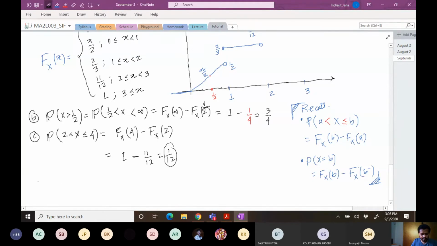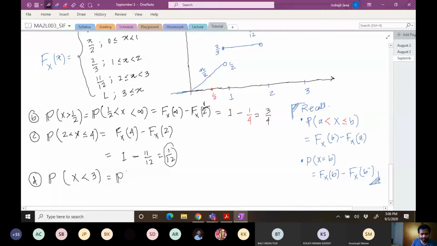That's the answer. Part D, it says: what is the probability that x is strictly less than 3? Okay, probability that x is less than 3. How do you do this? There are multiple ways to do this.